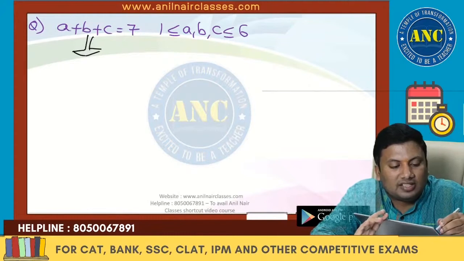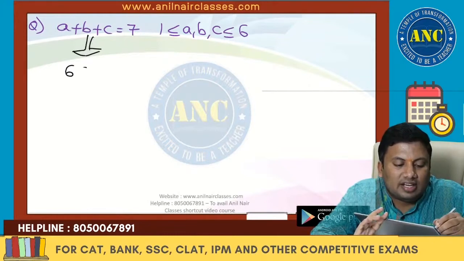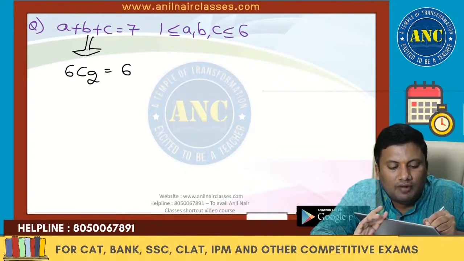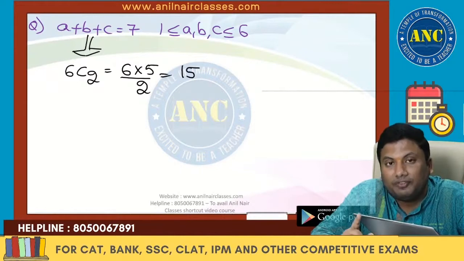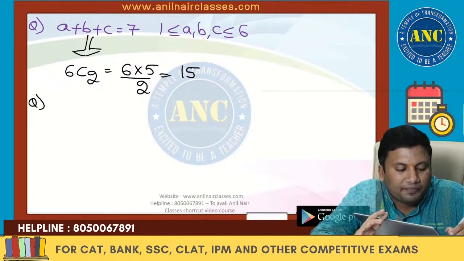A plus B plus C equivalent to 7 is nothing but 6 gaps, 6C2, which is 6 into 5 by 2, which is 15. That's exactly why I wrote 15. You can go out and check it out.